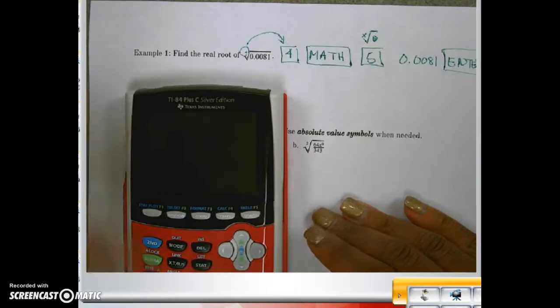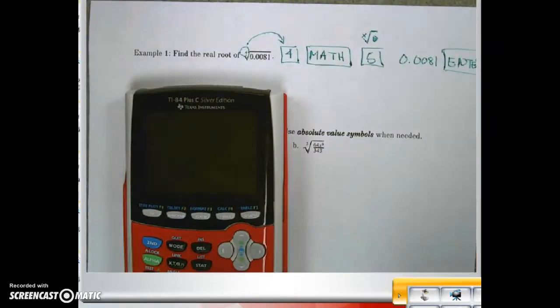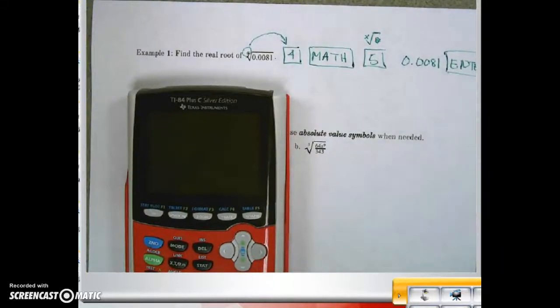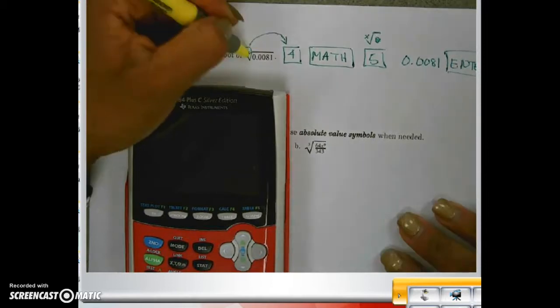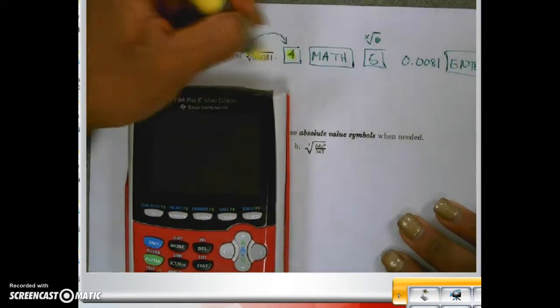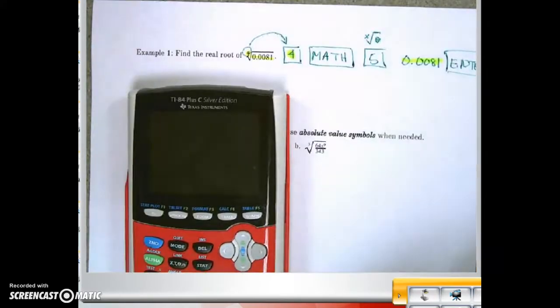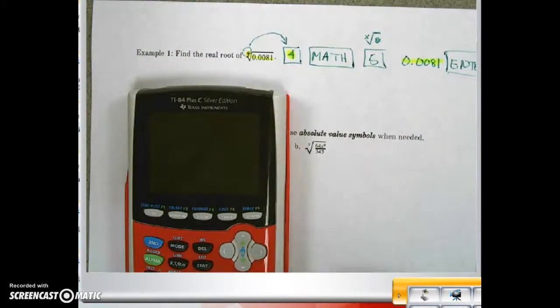So to do this, the first thing I'm going to do is put this 4, which is this portion. This 4 is this 4, and then this 0.8. This will change depending on what your root is and what your number is. So you have your calculator.